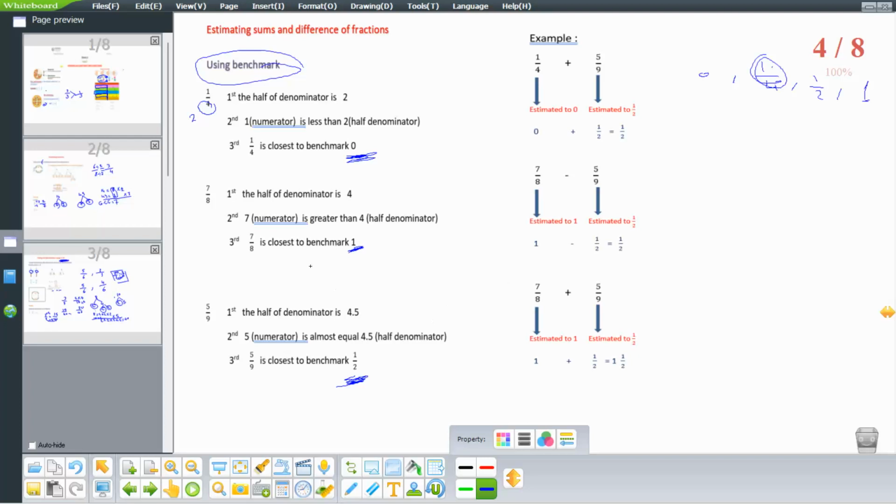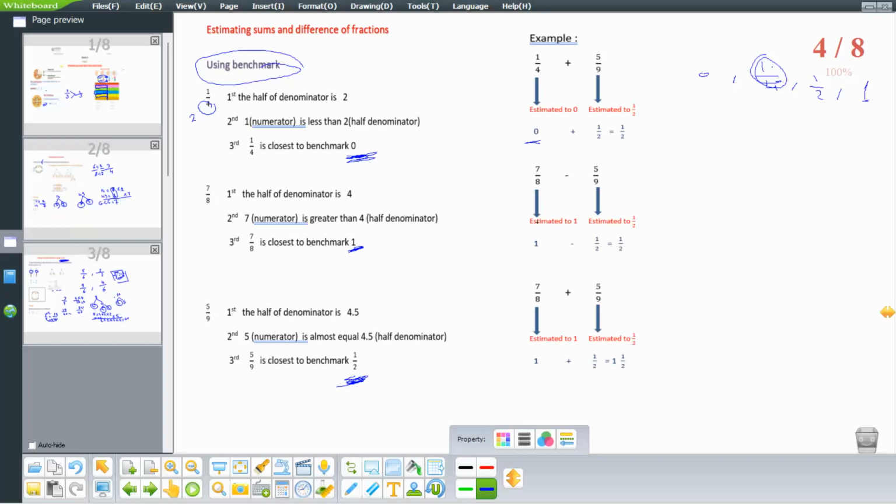Okay, let's use this rule to solve the example. If I have a quarter plus 5 over 9 and I want to solve it with estimation. A quarter estimates to 0, and 5 over 9 estimates to half. So 0 plus half equals half.